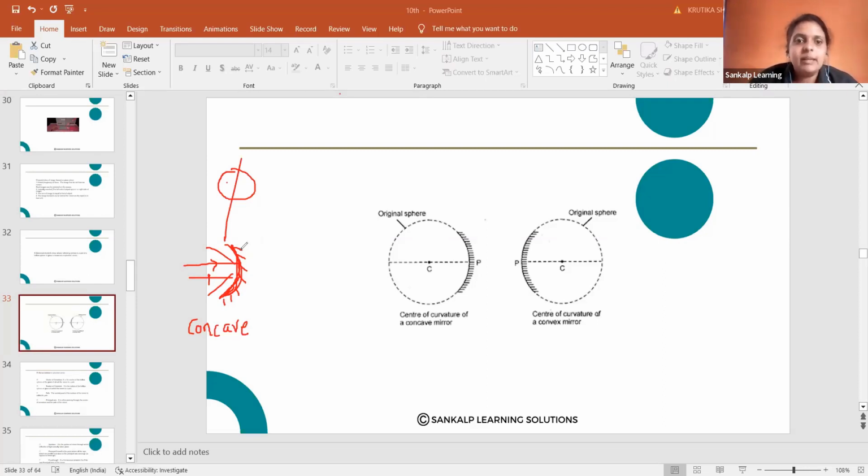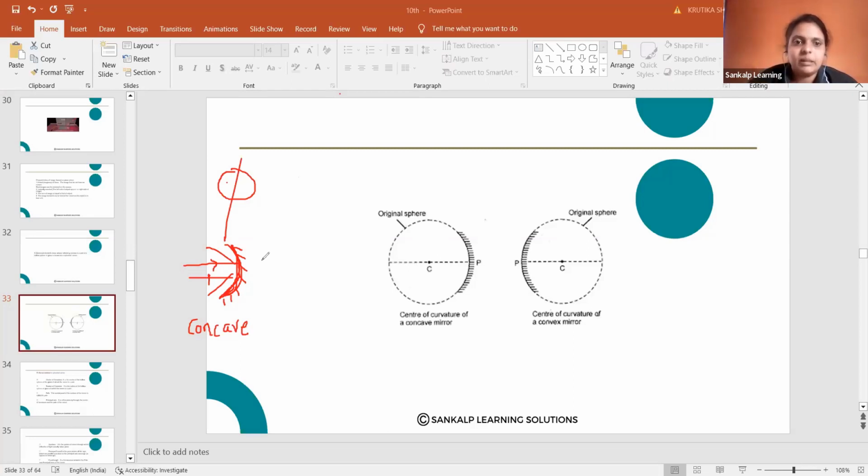Now, what is the difference between a mirror and a lens? Suppose you have seen the lenses we use. In lenses, both sides are made up of glass, but in a mirror only one side is made up of glass and the back side is painted, with silver or black color paint. Because of that, only the front face is available for the reflection phenomenon.